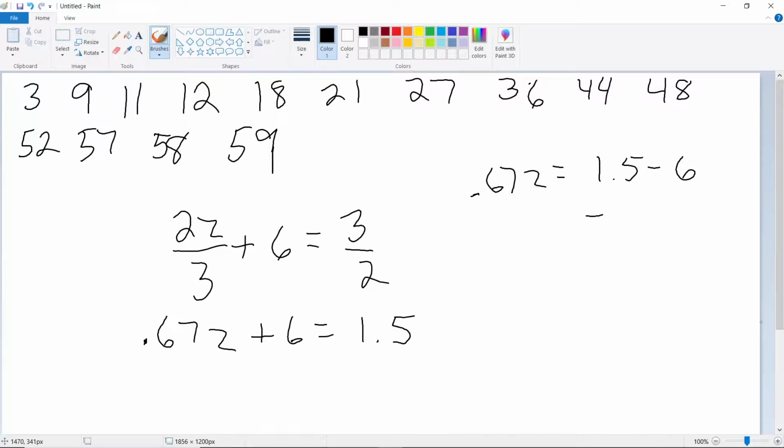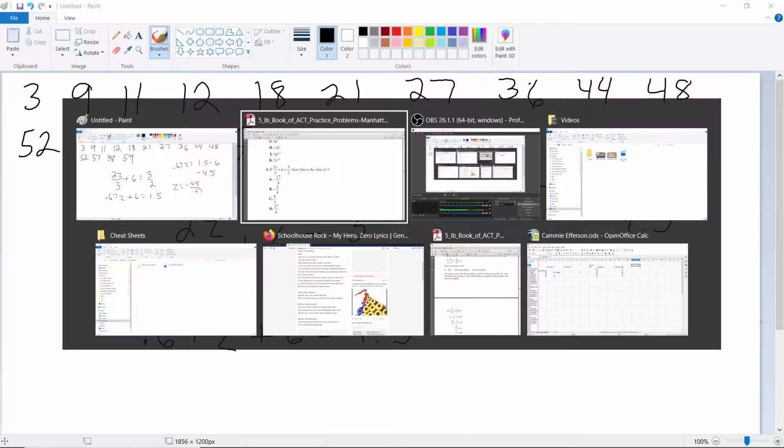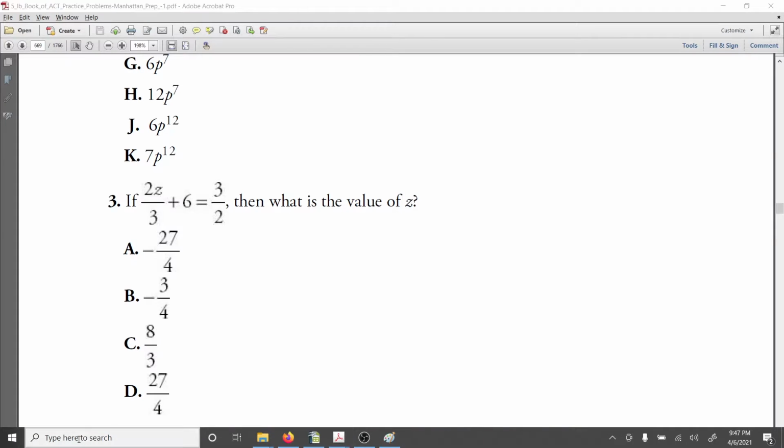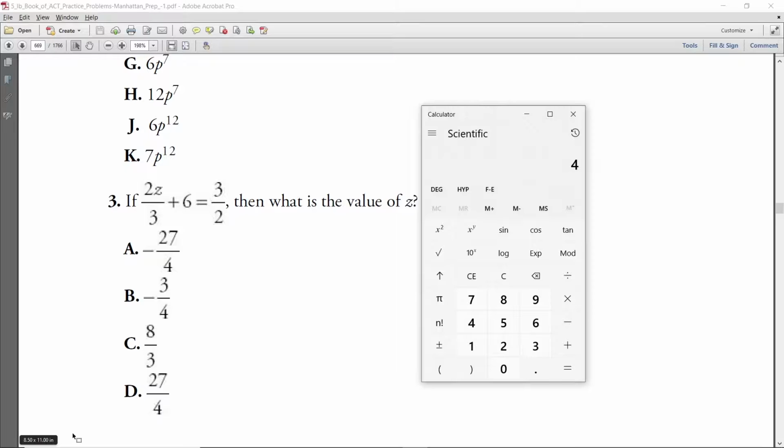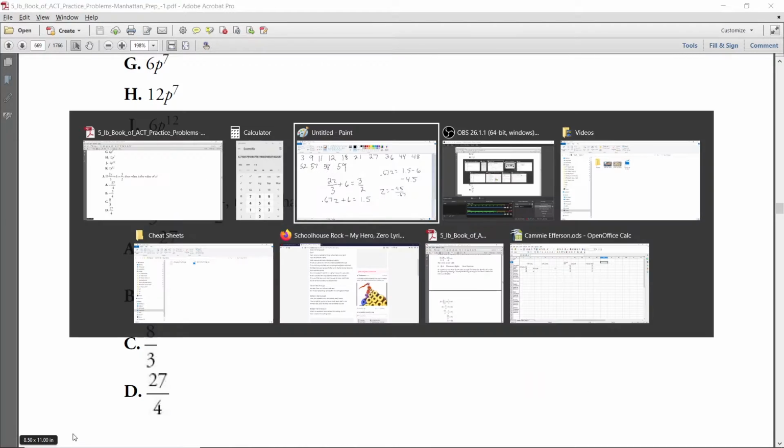You will get negative 4.5. So 0.67z equals negative 4.5. z equals negative 4.5 divided by 0.67. And if you do that on your calculator, I'll have to pull up my calculator. I don't care about the negative. 4.5 divided by 0.67 equals, this is going to be approximately 6.72.